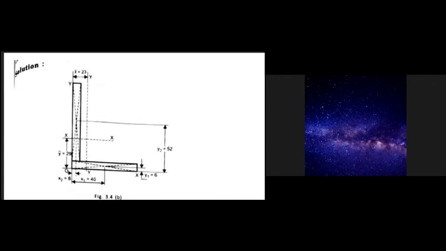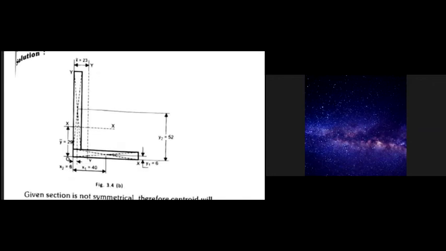So first, we can observe it is not symmetrical about the x-axis or the y-axis. So for this L section, that is the angle section, we have to find both the x component and y component of the centroid. Let us assume x bar and y bar is the position of the centroid from its extreme left edge and from its bottom. So let us assume the x-axis passes through its bottom and the y-axis passes through its extreme left edge.